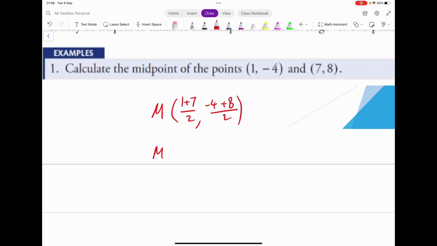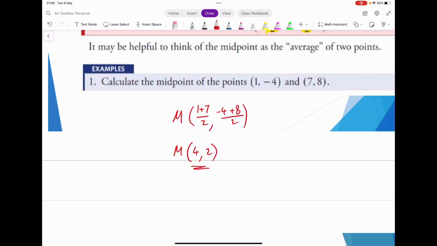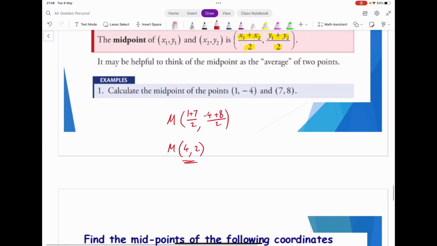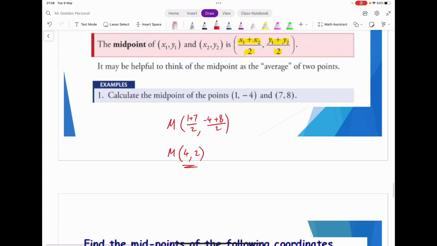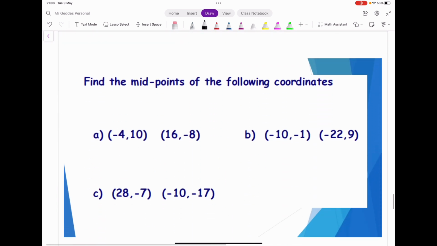And we can find the midpoint by adding 1 and 7 to get 8 and half, that was 2. Add negative 4 plus 8 to get 4 and half that to get 2. So we get 4, 2. That was 8 over 2 becomes 4, and 4 over 2 becomes 2. And the midpoint is 4, 2. You can think of it as the average between 2 points, but add them and half it, add them and half it is the way to go.